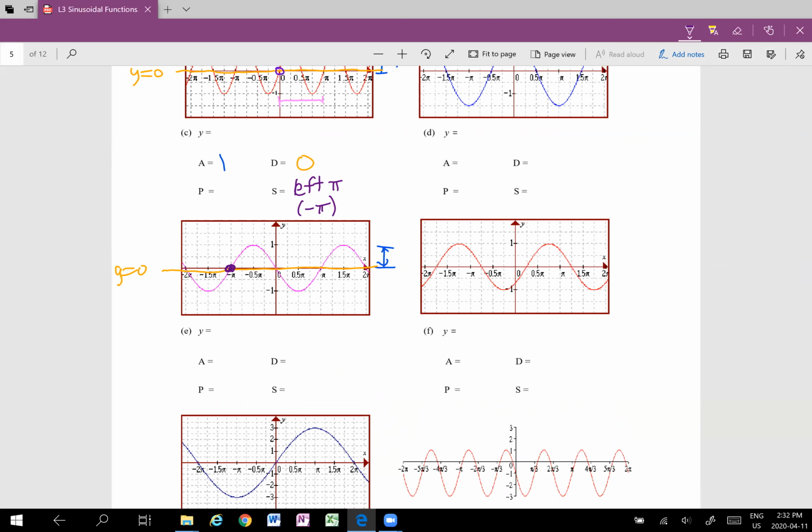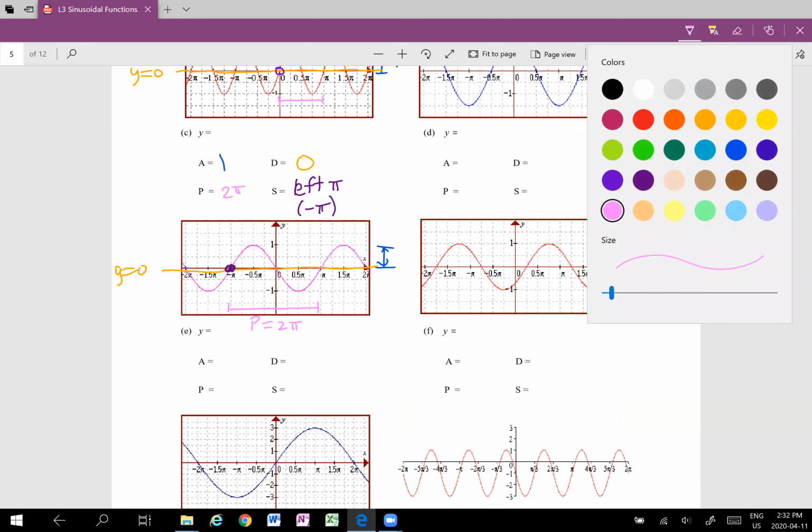So this is the analysis that we're looking at for the graph. So what's the period? Well, the period seems to be, if we go from there to there, and again, we could have taken the minimum to minimum or maximum to maximum. I think everyone agrees the period is going to be 2 pi.